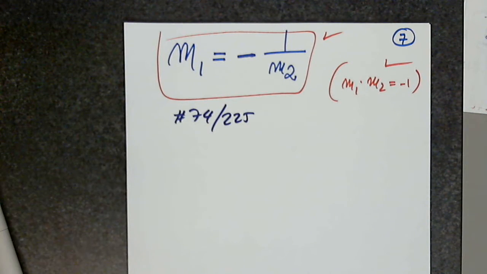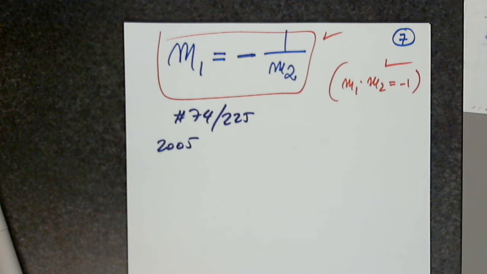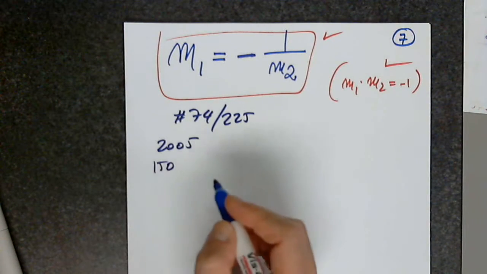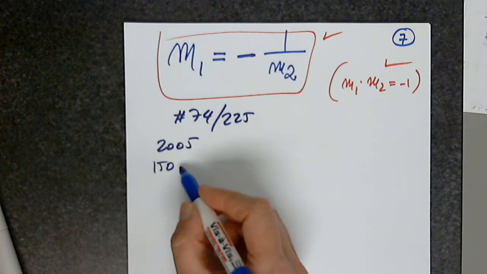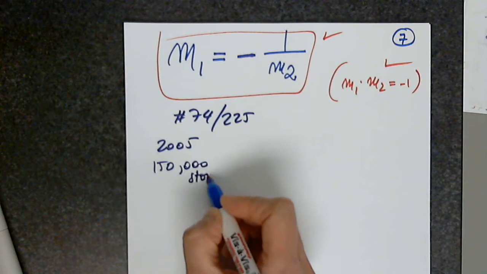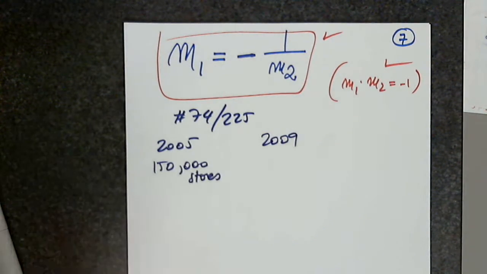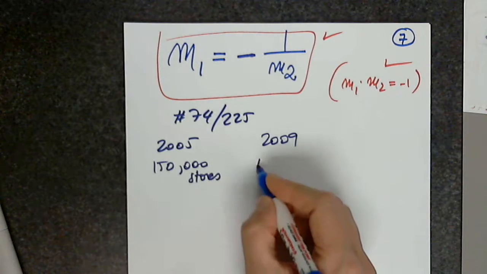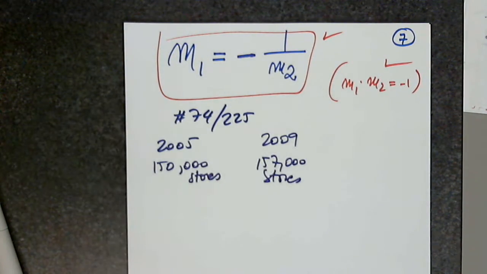In 2005, when I read, I take notes. In 2005, there were a total of 150,000 apparel and accessory stores. In 2009, there were 157,000 stores. Part A, write an equation describing this relationship.